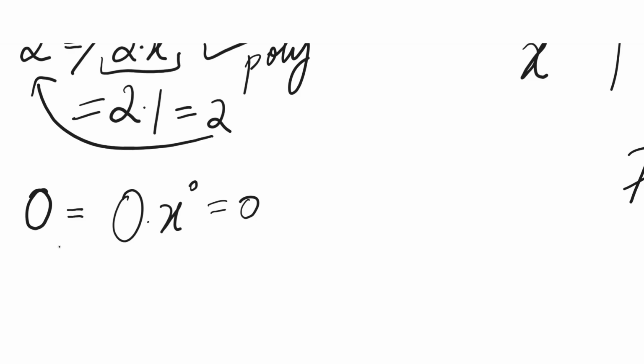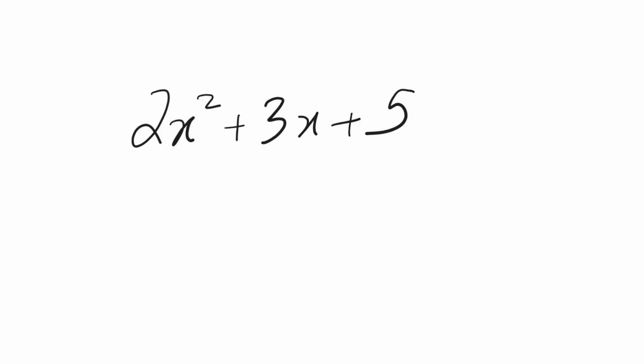Let's get into understanding the expressions' terminologies. Now, I'll write down an expression, 2x squared plus 3x plus 5. Now, this expression has different terms, right? Every term has a name given to it. Now, for example, this term, we have 5.